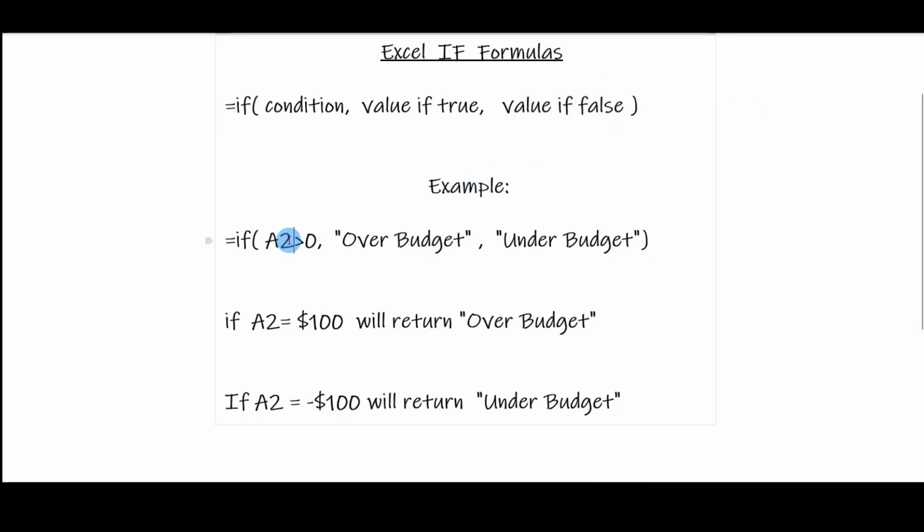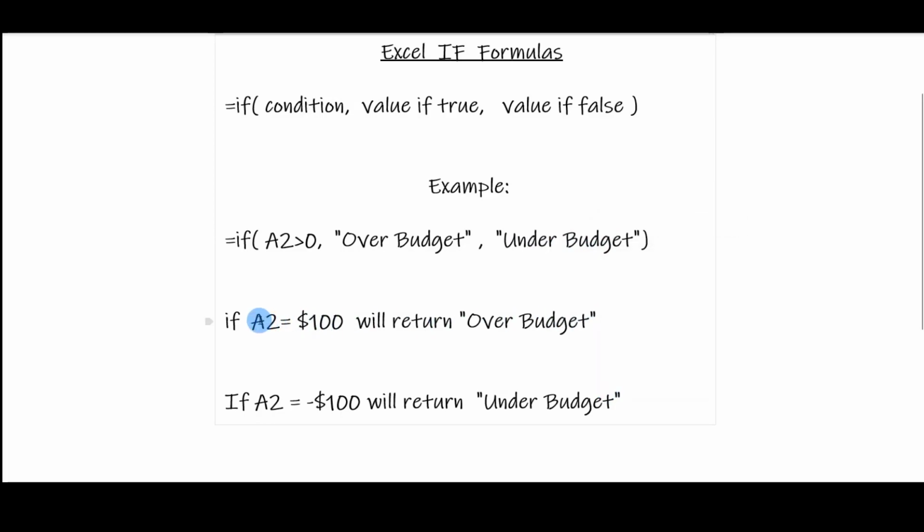If we want to determine if a budget for a month is over budget or under budget, those are the words that we want to display. If we have a cell that has the month variance in it, so A2 contains a value, then if A2 is greater than 0, display the words over budget. If it's not greater than 0, then display the words under budget.